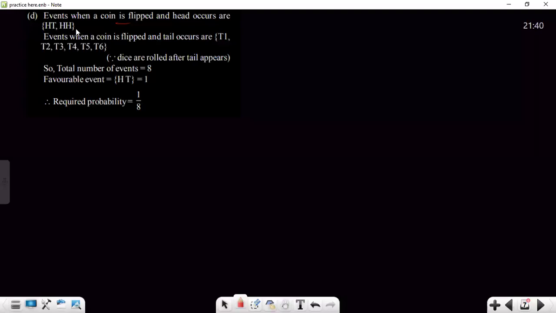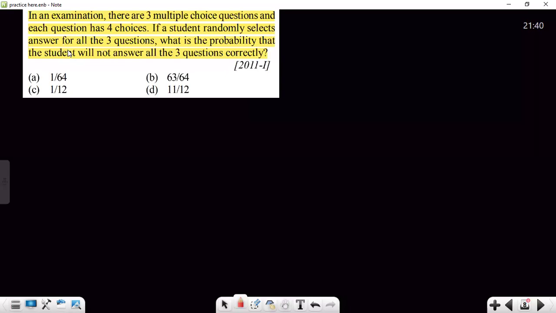Events when a coin is flipped had this. Now, in an examination, there are three multiple choice questions. Oh, short exam. And each question has four choices. Okay. If a student randomly selects answers for all three questions, what is the probability that the student will not answer all three questions correctly?